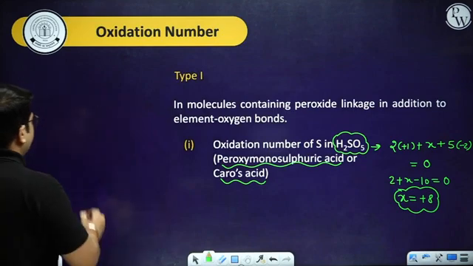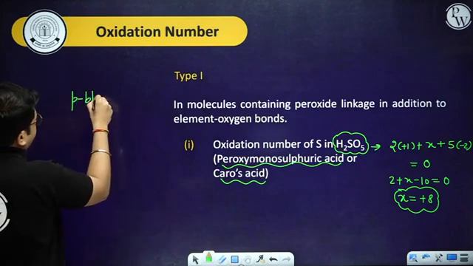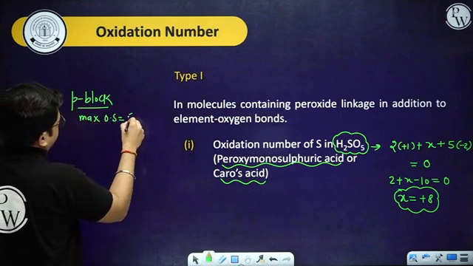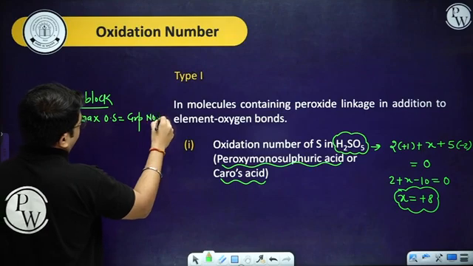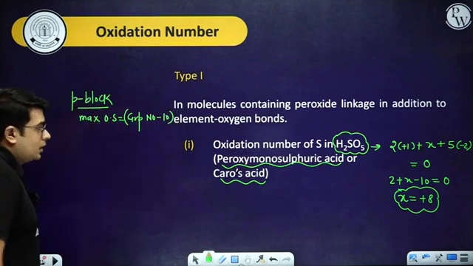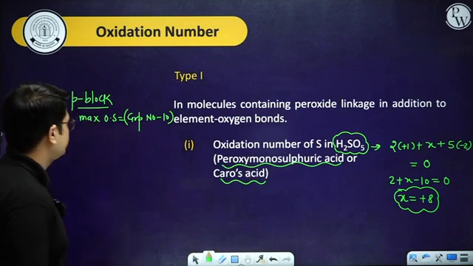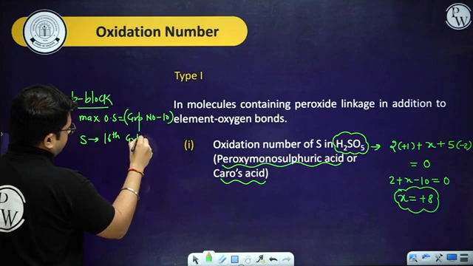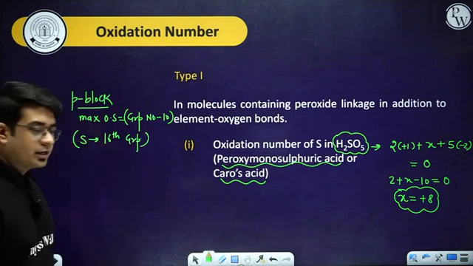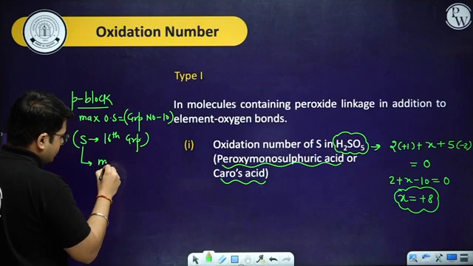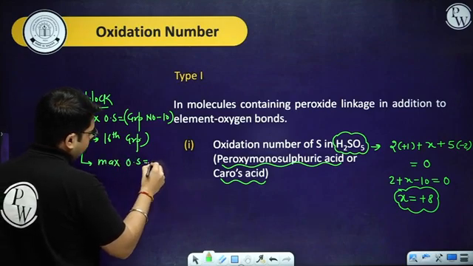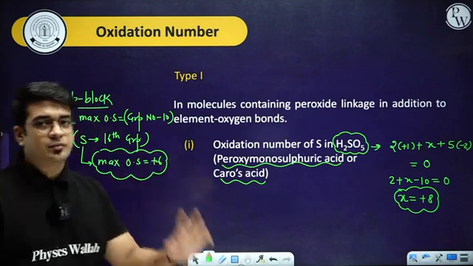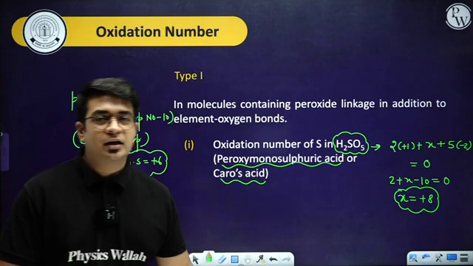I told you that in case of a p block element, the maximum oxidation state is basically group number minus 10. And sulfur is basically a 16th group element. It means in case of sulfur, its maximum oxidation state will be +6 only. It cannot go beyond +6. It can only achieve +6 oxidation state. But in this case, it is coming out +8.